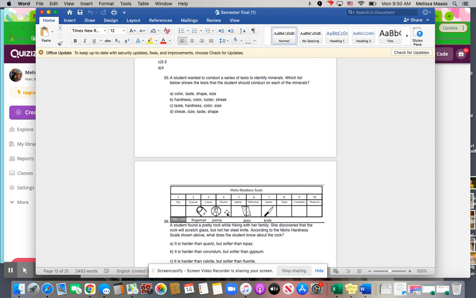35. A student wanted to conduct a series of tests to identify minerals. Which list below shows the test that the student should conduct on each of the minerals? So when scientists test properties of minerals to determine what they're looking at, they do things like look at its luster, which is its shininess. They do the streak test. They look at its color and hardness.